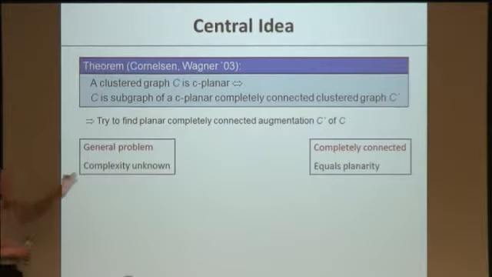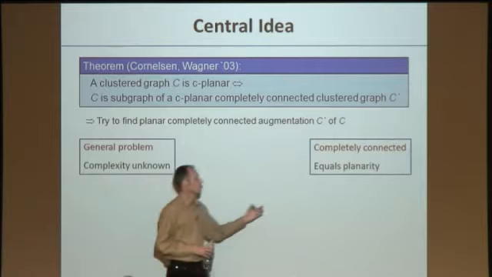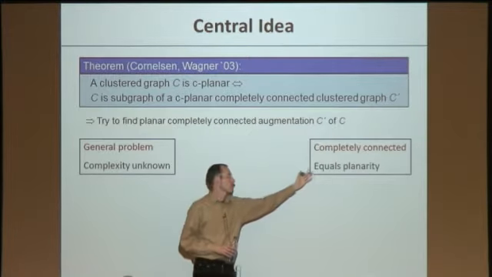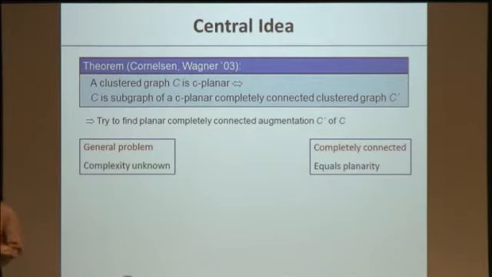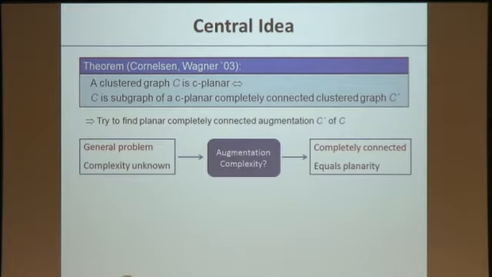We have this general problem where the complexity is unknown. We know that for this very restricted class of graphs, the completely connected graphs, the problem of deciding clustered planarity equals planarity. And in between, we have an augmentation that could be possible. And the question that we can ask now is, what is the complexity of this augmentation?